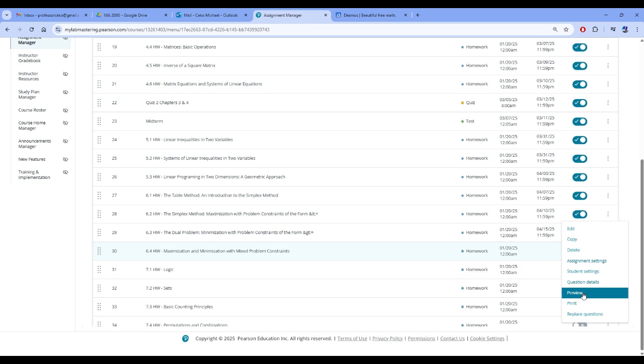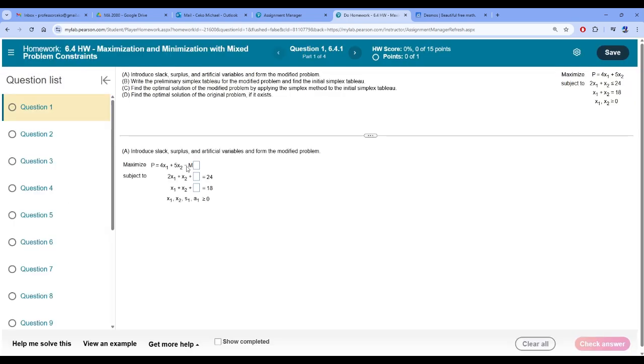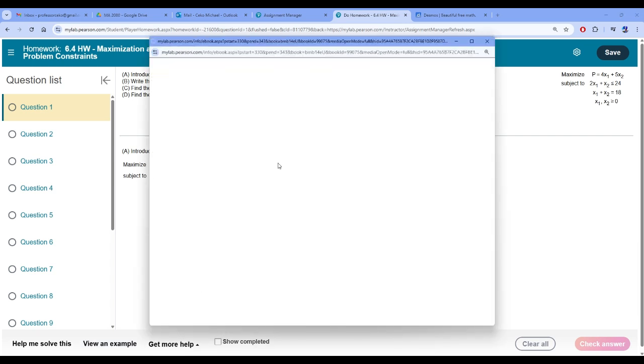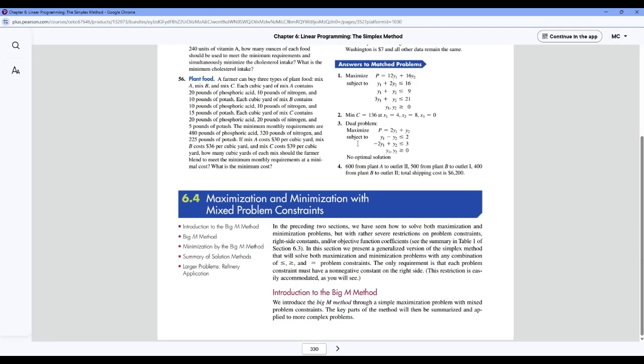All right, let's get straight into it. So let's take a look, we got 15 questions, not too bad. Hopefully it's not that challenging. I already see an MM. All right, awesome. So let's go to the textbook. All right, so maximization and minimization with mixed problem constraints.